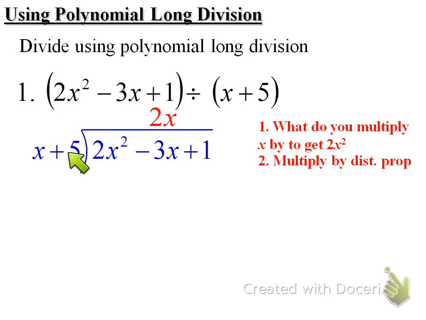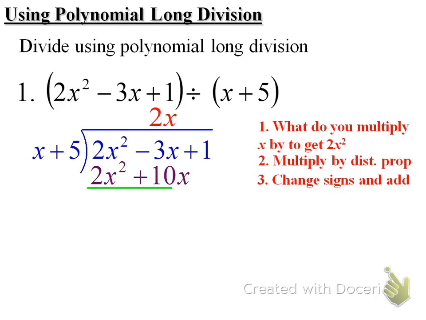So 2x times x gives you 2x squared. 2x times the 5 gives you the 10x. And remember, it's kind of like columns, so all your x squared terms should be here. This should be a column of just x terms. This should be a column of just constants. Again, recalling what you did in long division, you actually subtract those terms, so we're going to change them both to minuses.